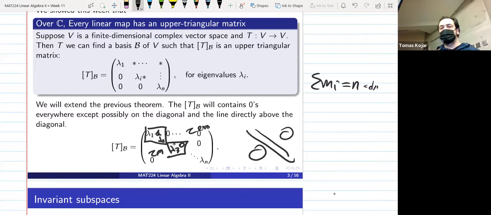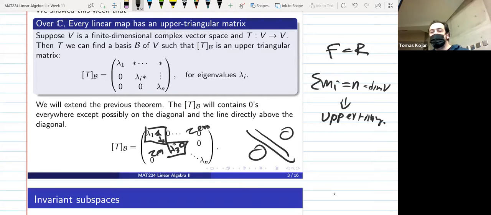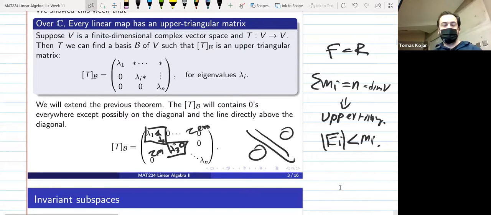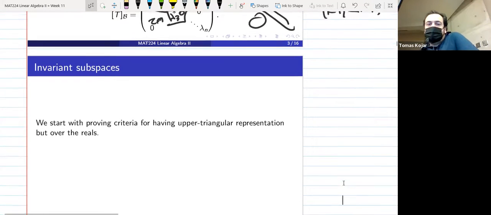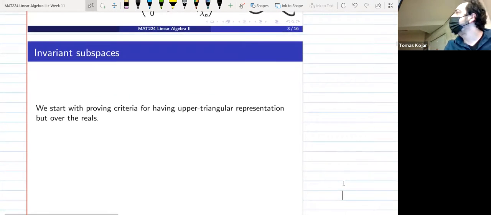So if you have this, you end up using this, you will get upper triangle. Even though you will not have, so this is over reals, even though you don't, you might have that geometric is strictly less than algebraic. Okay. So we already did the complex case. Now we have to do the real case.